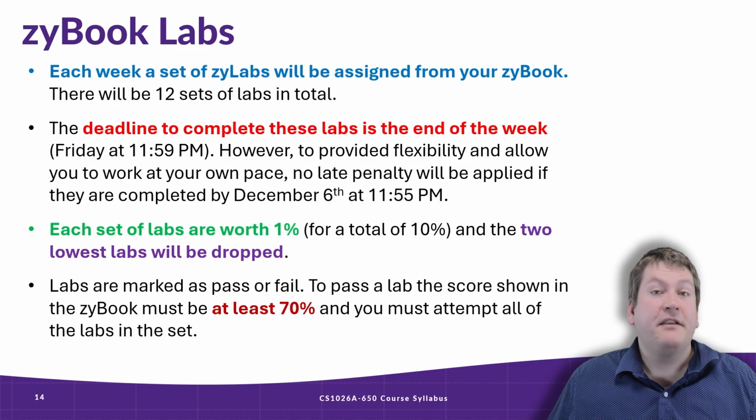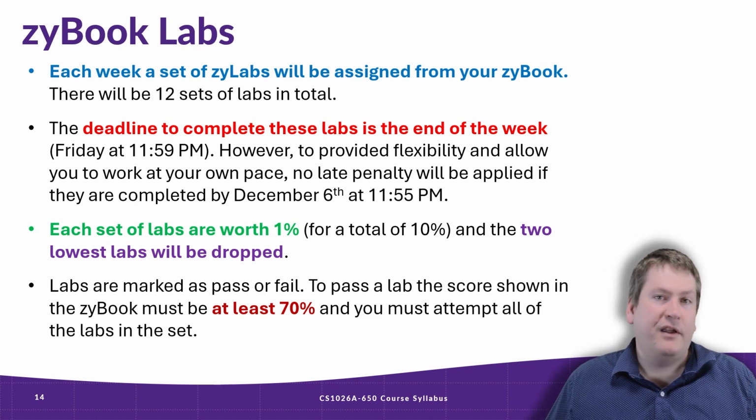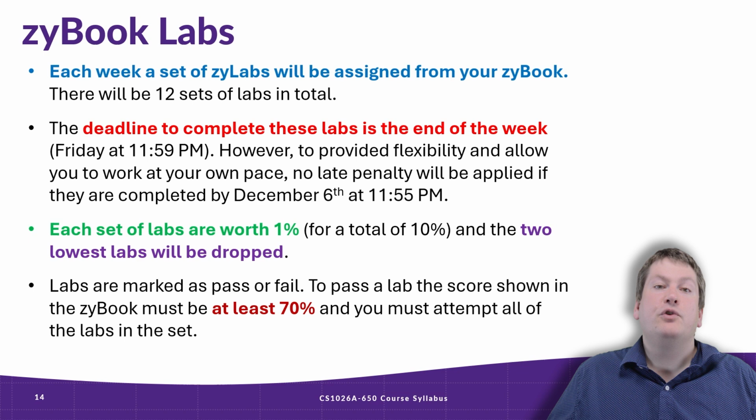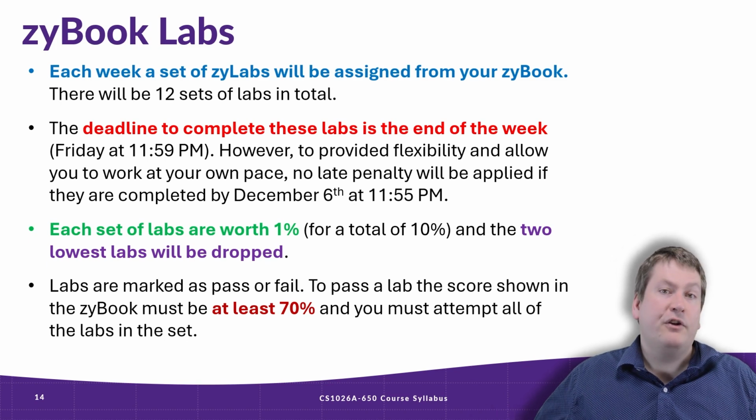Labs are going to be marked as pass or fail. On the zyBook textbook, you will see grade points assigned to them, but as long as you're getting at least 70% of the available grades on a specific lab, then you do pass that lab. Keep in mind that a lab is made up of multiple different labs in the zyBook. So for example, in week 1, you might be assigned labs 1.1, 1.2, 1.3. So to pass that lab collectively, you need 70% of the grades available.